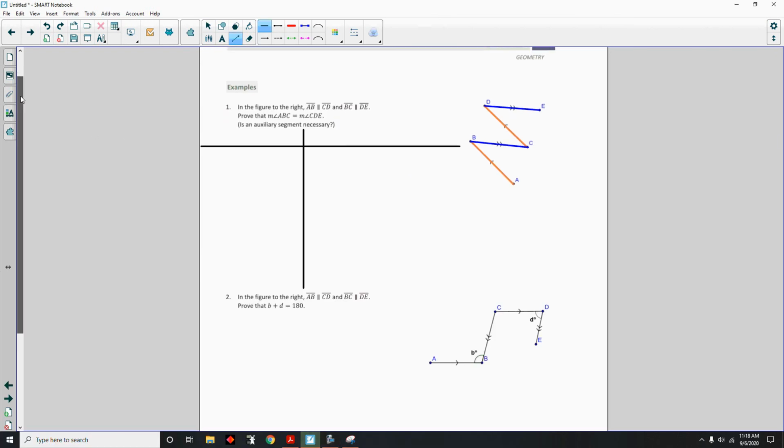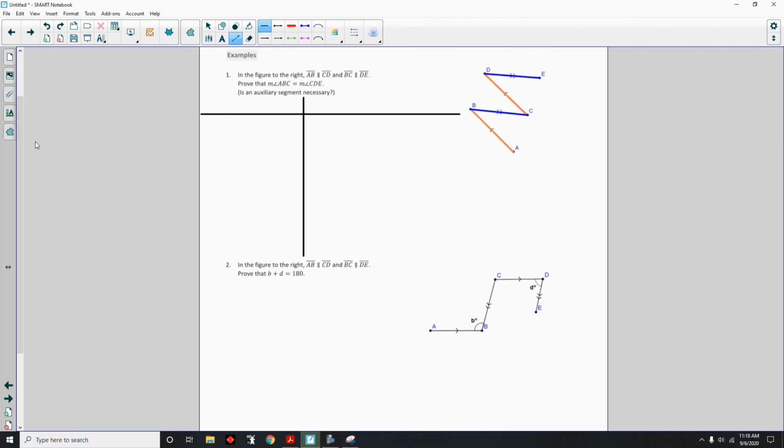Okay, page 2 brings us to a couple of examples. Example 1, it says in the figure to the right, AB is parallel to CD, so I made them orange. Even though there's little arrows there, I just think color helps. And segment BC is parallel to DE because there's two markers on those. Is an auxiliary segment necessary? And the answer is no, because we have BC can act as a transversal.